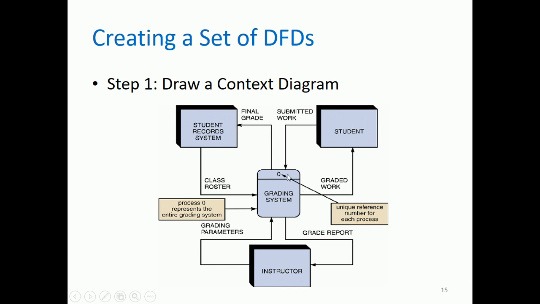And then coming from the grading system, we have the final grade, which will be stored in the student record system. And from the grading system also, after submitting the work, there's a graded work to be returned to the student. And for the instructor, since he or she has provided the grading parameters, the grading system will provide a grade report to be given to the instructor. So process zero represents the entire grading system. Again, the context diagram contains the process zero. I'm emphasizing this because in the next slide, maybe you're confused. I just want to clarify that that is process zero, the process that is contained inside a context diagram.